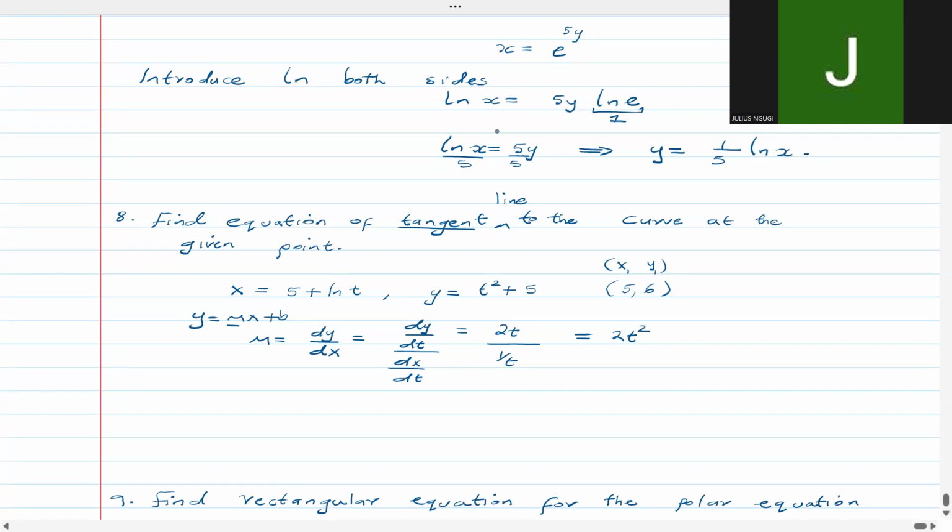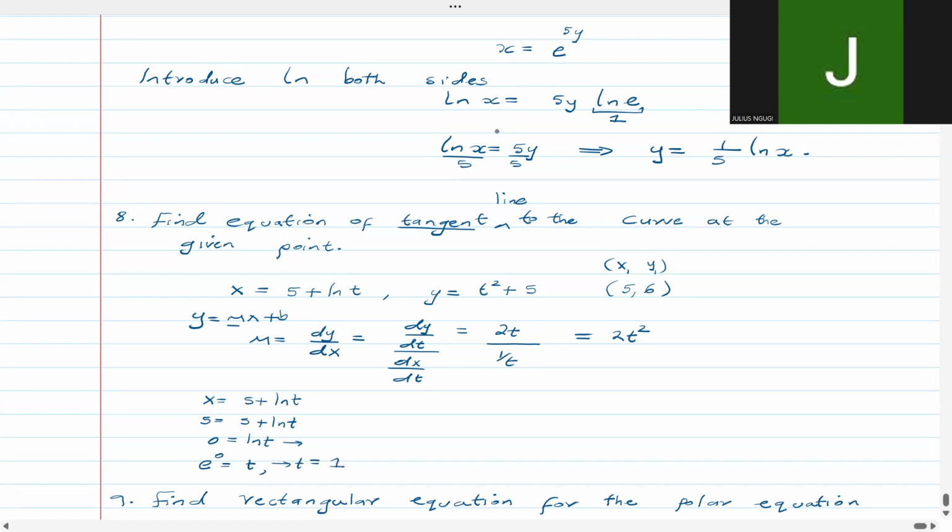Now we need to know the value of t. So x equals 5 plus ln of t. That means at this point, x is 5, so 5 equals 5 plus ln of t. We can subtract 5 to get 0 equals ln of t. To get t, we use exponential: exponential to the power of 0 equals t. So t equals 1.